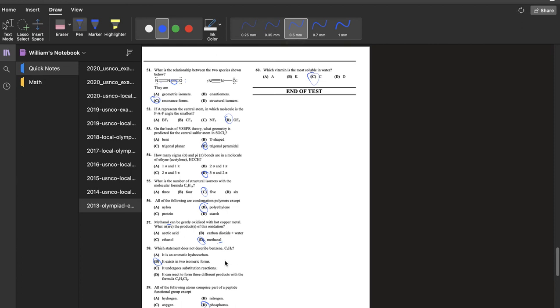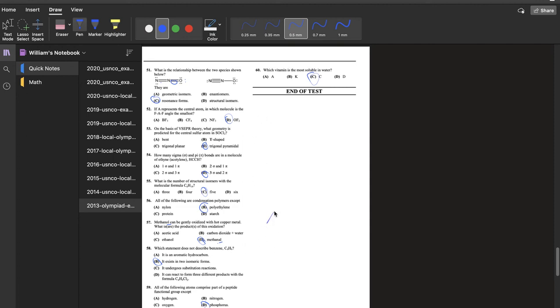Which does not describe benzene? Benzene's the poster child for aromatic compounds, so obviously it can't be A. Undergoes substitution reactions. It's the poster child for substitution reactions, so it can't be C. I honestly don't know about D, but the reason it's not B is because it does not have 2 isomers, it has 2 resonance structures.